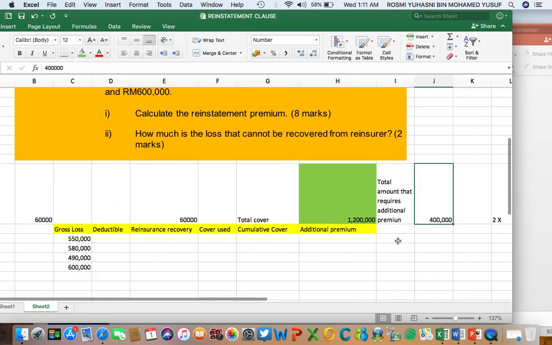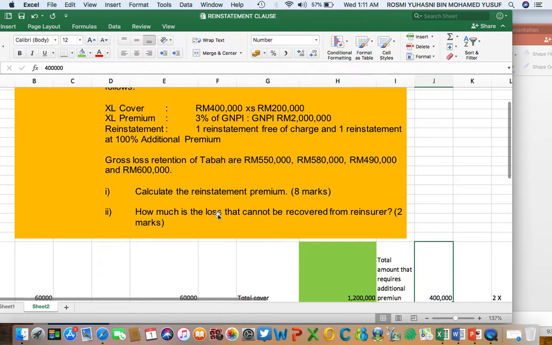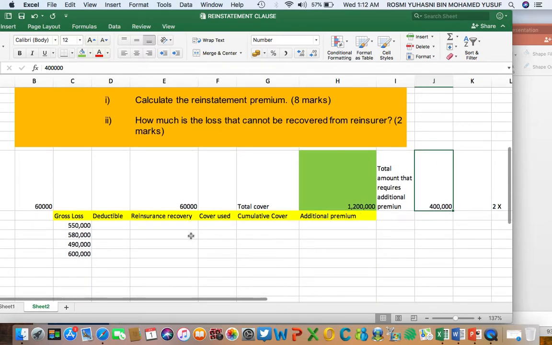Okay, let's go straight away to the calculation. So it mentions here the gross loss retention of Tabah Insurance. There are 4 claims here: 550,000 first claim, second claim 580, third claim is 490, and the last claim is 600,000. The question asks to calculate the reinstatement premium and also how much is the claim that cannot be recovered from the reinsurer. That's quite tricky. Okay, let's go through one by one.